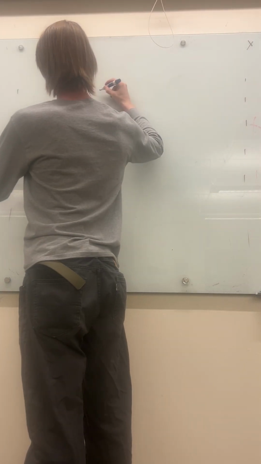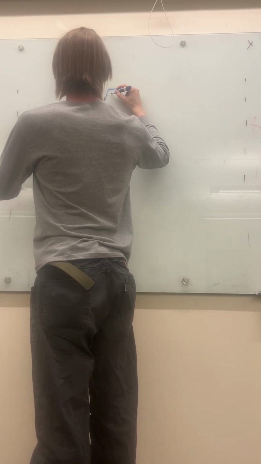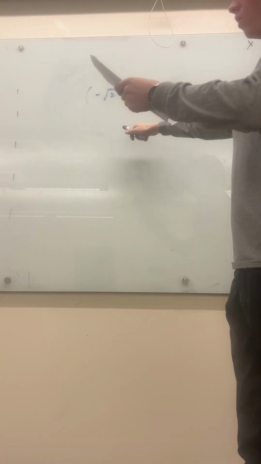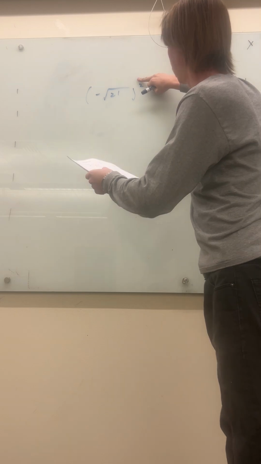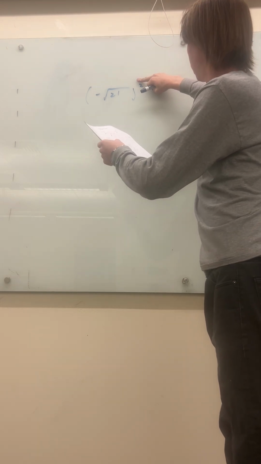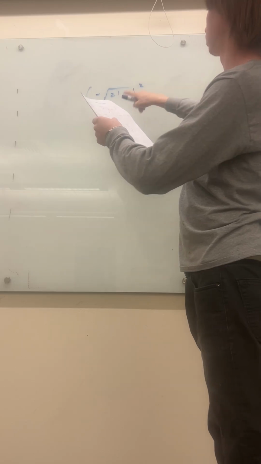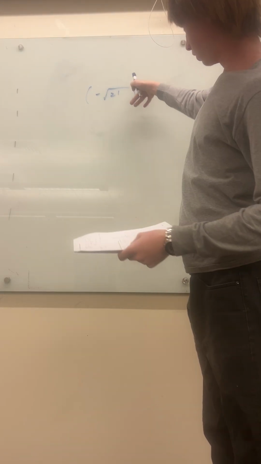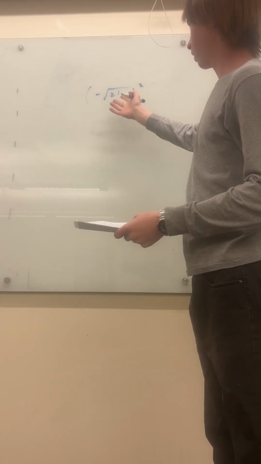E, in parentheses, negative square root of 21, squared. So, first thing you do, you cancel out, well, technically you cancel them out, but not really. You take the exponent of 2 and move it into the parentheses.